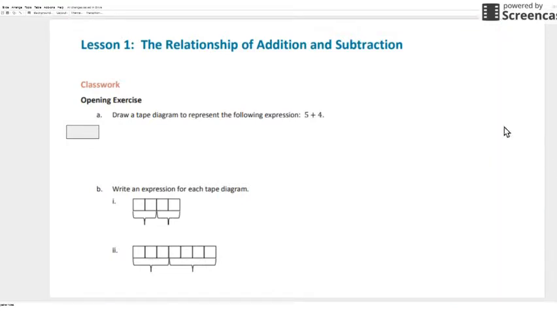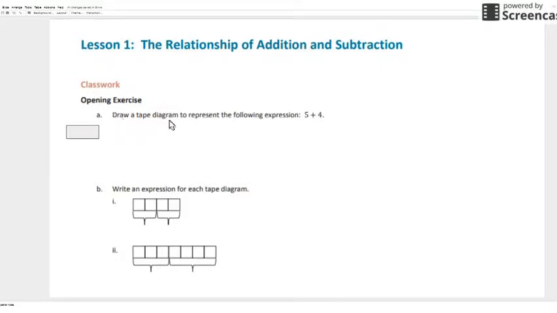All right, hello students. Today we're moving on to lesson 1, the relationship of adding and subtracting. So we're going to talk about how addition and subtraction are related to each other with some things you hopefully remembered from elementary school, just to get us started with this new module. So here we go. Opening exercise.